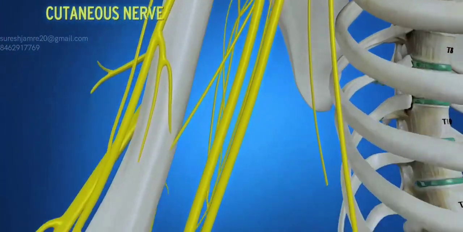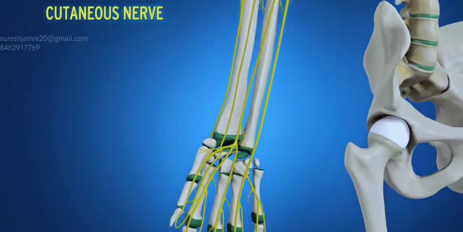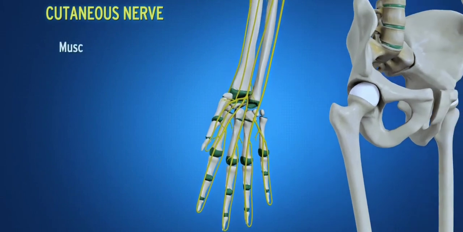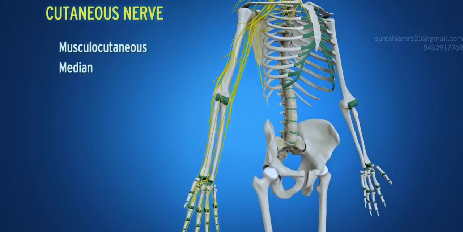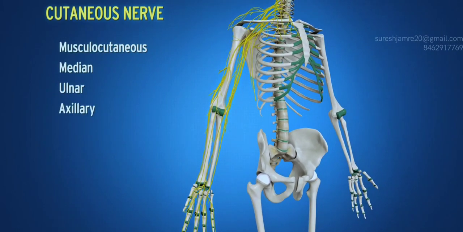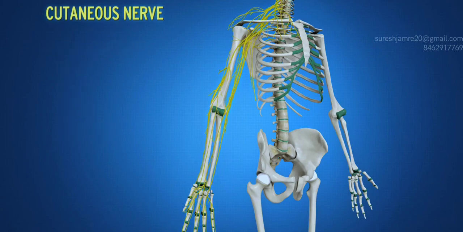The remaining 13 sets are derived from brachial plexus through the musculocutaneous, median, ulnar, axillary and radial nerves. Some branches arise directly from medial cord of the plexus.